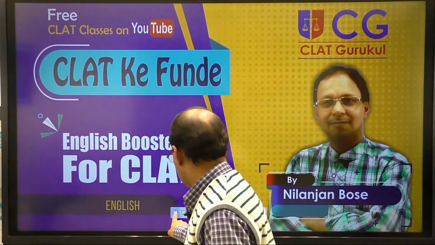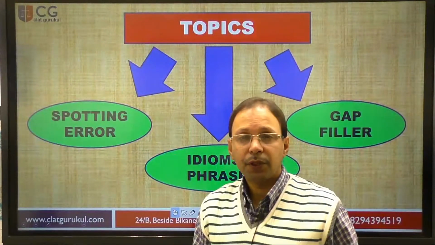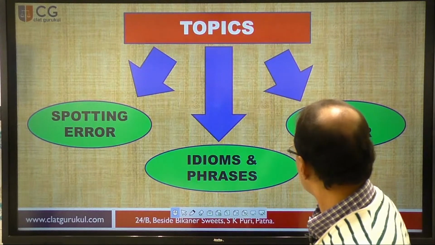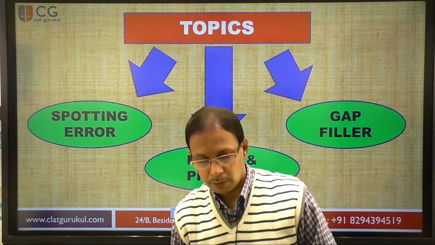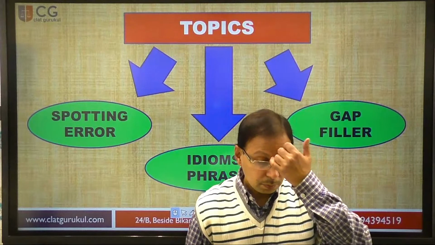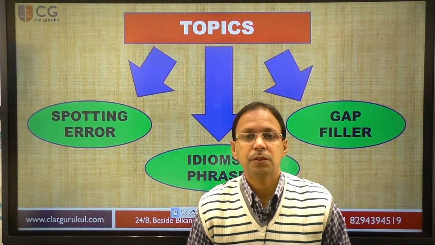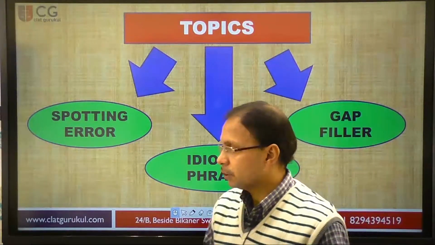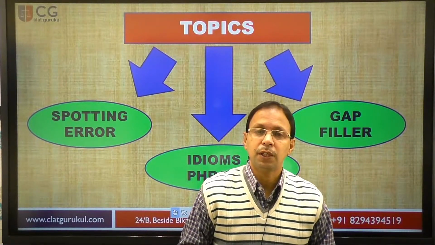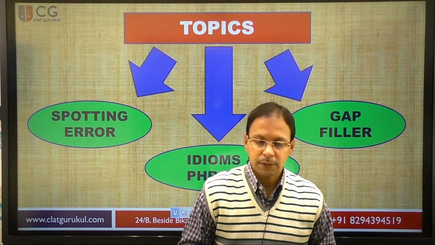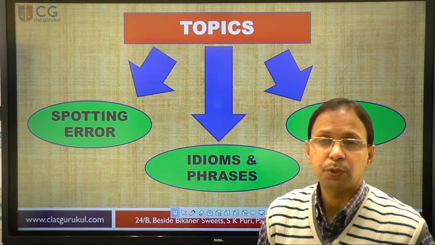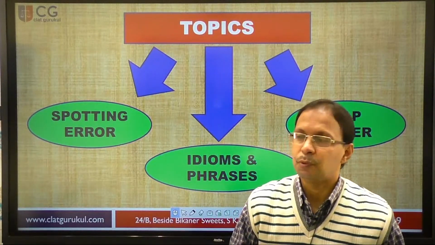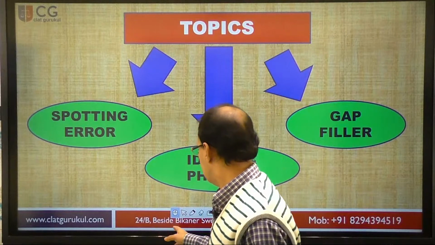Today, I'm going to discuss three different kinds of things. First one is spotting error, second one is idioms and phrases, and next one is gap filler. As I have been discussing lots of topics over the last few classes, today let us start with the spotting error segment. As you know, spotting error plays a very important role in competitive examinations, so you should practice as much as possible. Many questions will be solved by you so that you can have a strong grip over the spotting error segment. Let us start today's session.